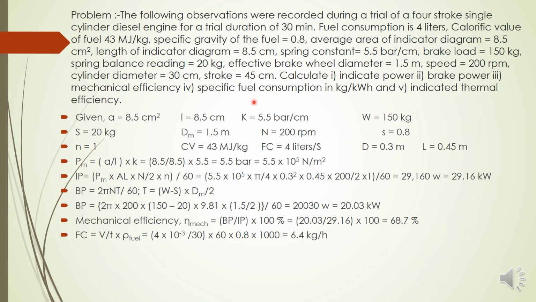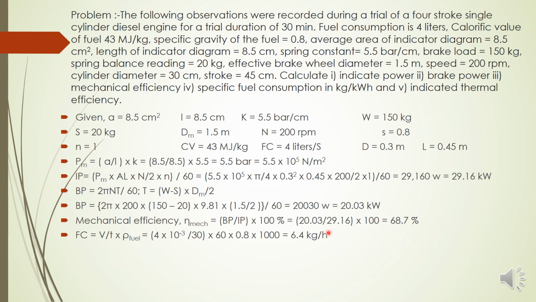Now for indicated thermal efficiency we require heat input. So how to find heat input? For that we require the fuel consumption or mass flow rate of fuel. So for finding the mass flow rate of fuel, volume is given. Here it is given 4 liters is consumed in a duration of 30 minutes. So that means volume flow rate will be 4 liters. We have to convert into meter cube. So 4 into 10 raised to minus 3, that much meter cube divided by 30 minutes it is taken.